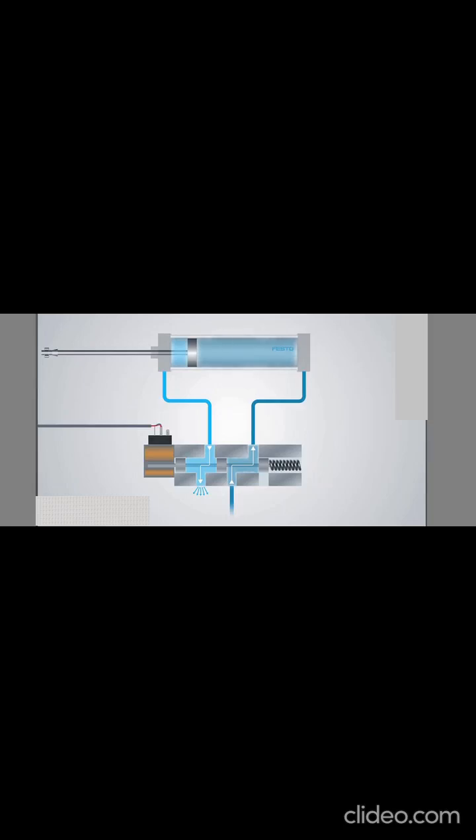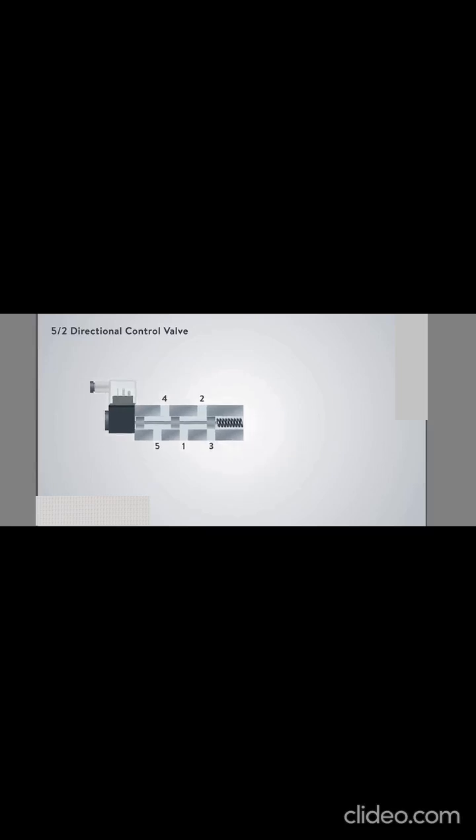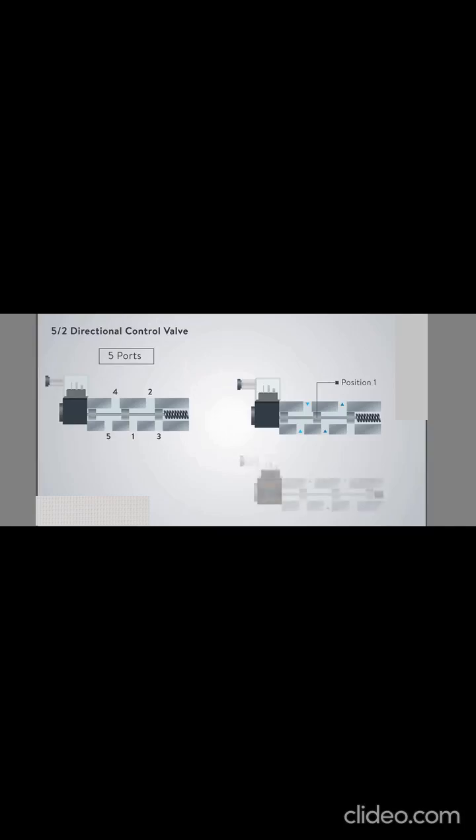Now it's time to learn how these valves are called and how to read their graphic symbols. This valve is known as a 5x2 solenoid valve, or a 5x2 pneumatic directional control valve. The first digit is for the number of ports the valve has, and the second digit is for the number of states the spool can be in.